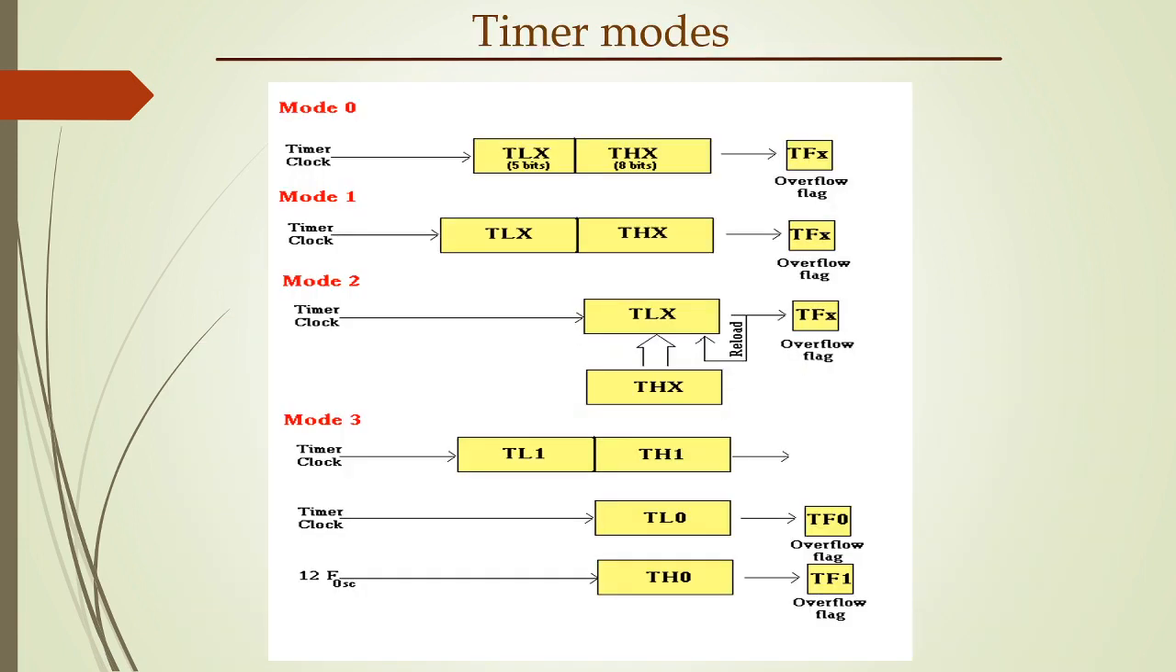So here are the 4 different timer modes. Mode 0, in which 5 bits from TLX and 8 bits from THX are used, and TFX, which is the overflow flag, is used. Then mode 1, that is a 16-bit timer where 8 bits from TLX and 8 bits from THX are used. Mode 2, that is 8-bit auto reload, where THX holds the value which is to be loaded into TLX after overflow. Mode 3, that is the split mode, where two separate timers are used.